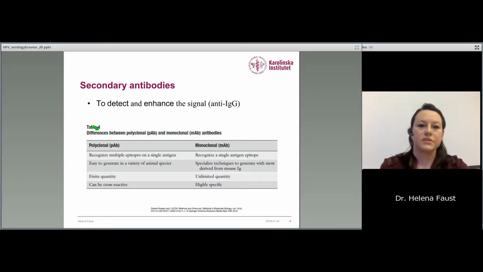So let's talk a little bit about secondary antibodies. These we need to detect and enhance the signal. For example, we want to detect IgG. Then we can choose between polyclonal or monoclonal antibodies. Usually in serology monoclonal antibodies are used because they have a very high specificity and recognize only a single antigen epitope. While those antibodies that are floating in our own body against viruses, for example, are always polyclonal because our immune system tries to cover the whole spectrum to protect us.